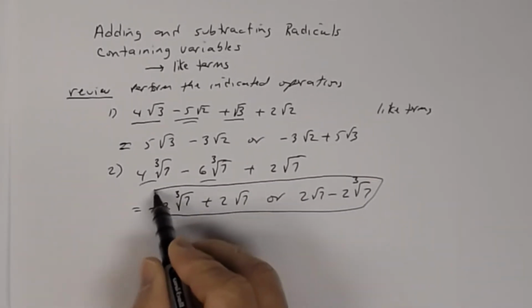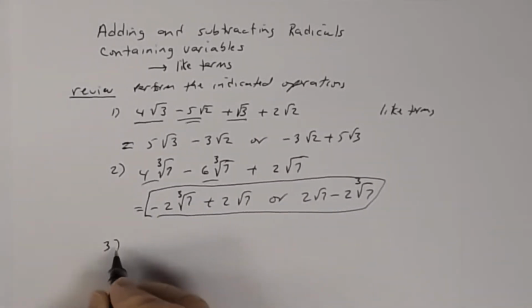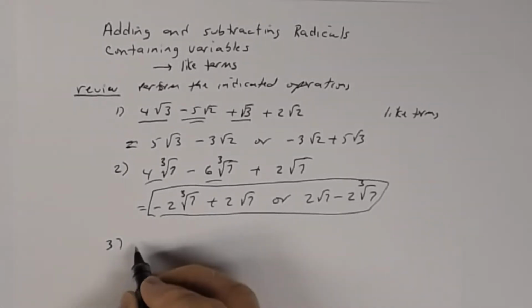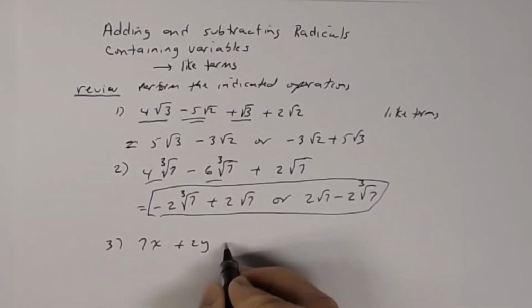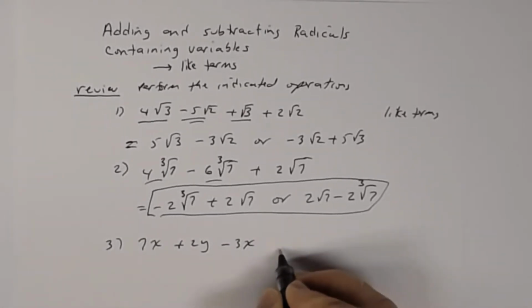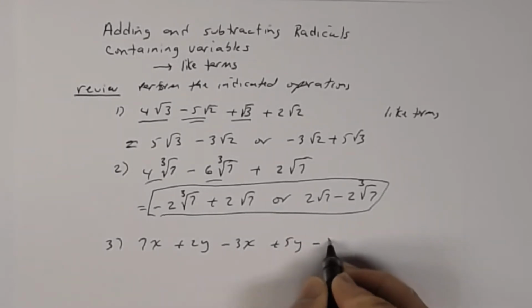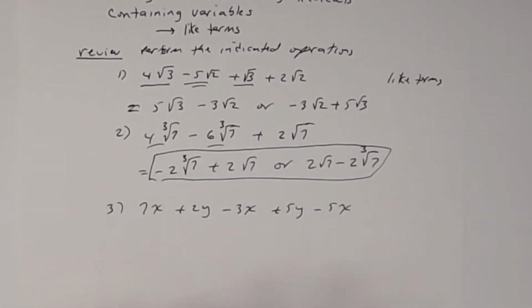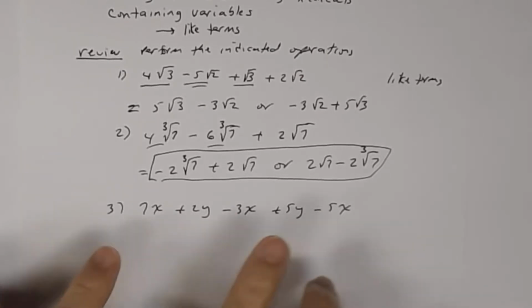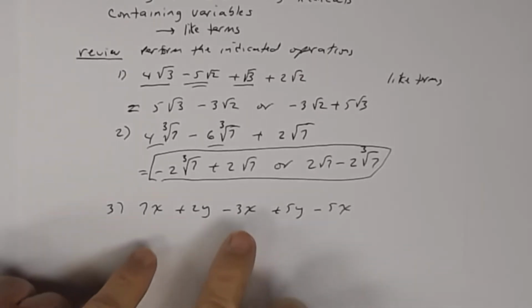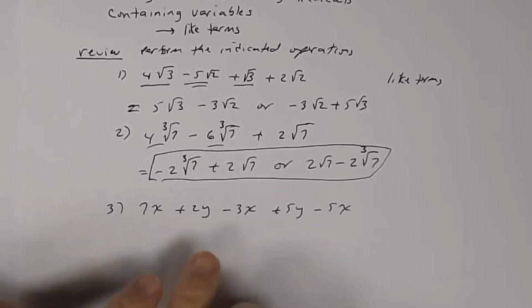All right, number 3. Now, in number 3, this is something you had in a previous course. So if you have 7x plus 2y minus 3x plus 5y minus 5x. Now remember, there are no radicals here, but I just wanted to remind you of something from a previous course. So some of those are like terms, some of those are not.